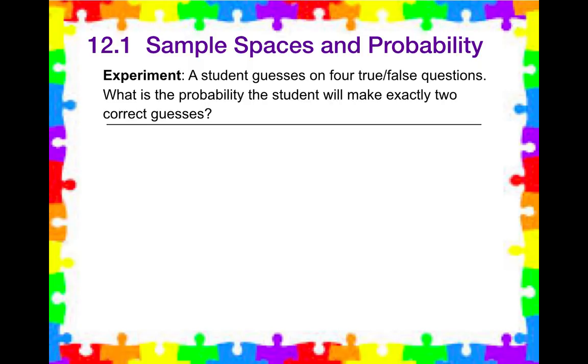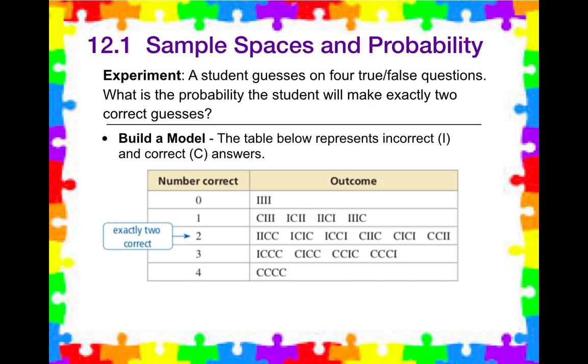What is the probability that the student will make exactly 2 correct guesses out of the 4? So if we build a model, and this is typically what we'll do, just like that tree model we saw in the first video, we have the number of correct from 0 to 4 that could be possible, and let's list all the outcomes. Well, if you have 0 correct, there's only one way to get that, and that is to have all 4 questions answered incorrectly.